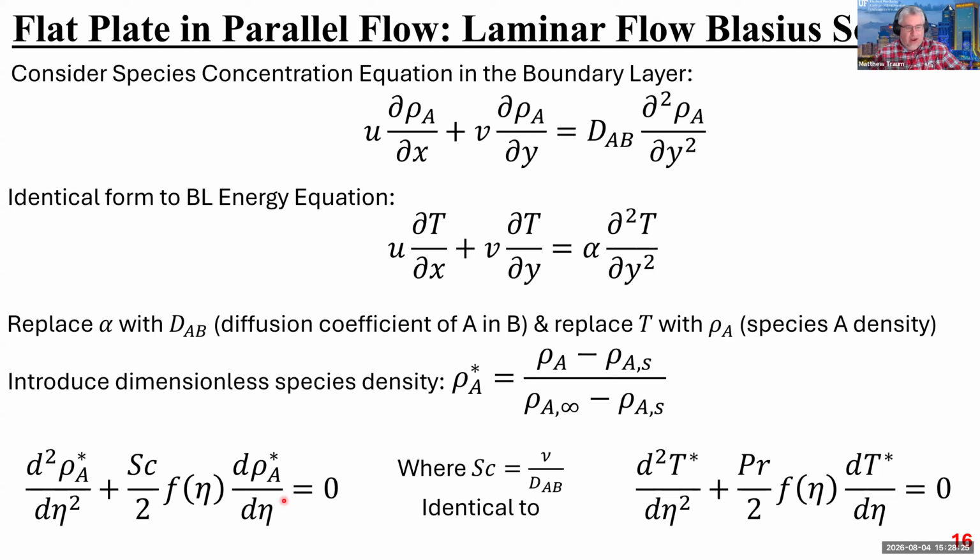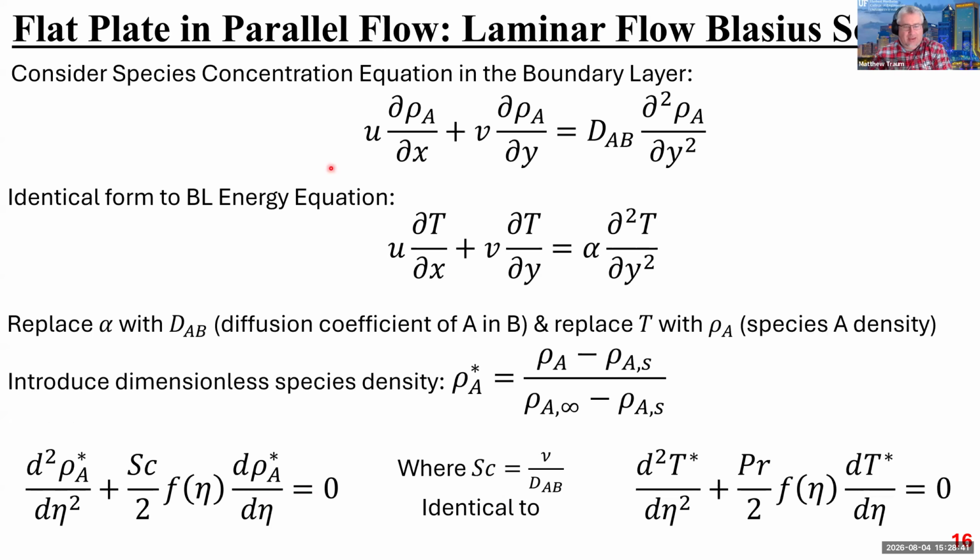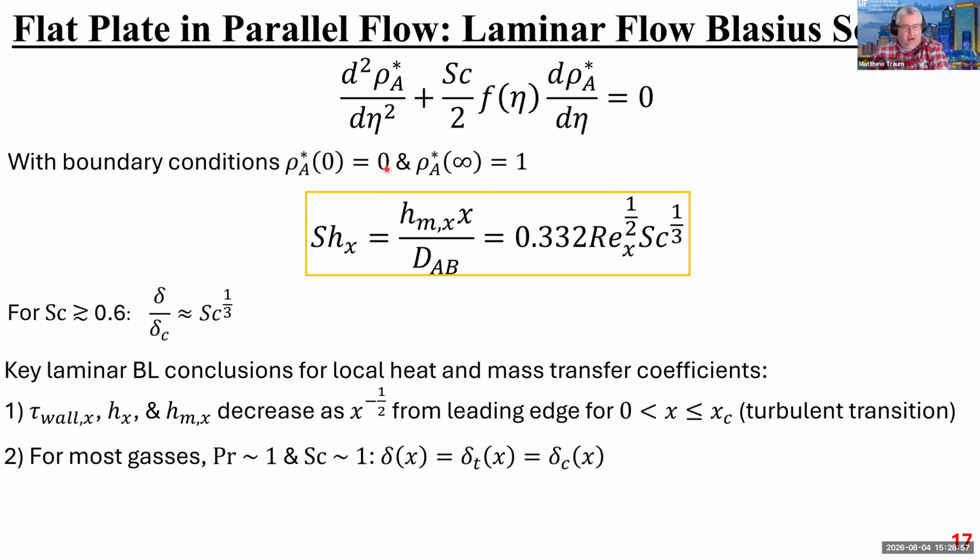But these two are identical, right? They're identical in every way mathematically. So what that means is that we can go through exactly the same thing we did before, right? So we're going to set the boundary conditions the same way. So if rho A star is 0, what that means is that rho A is equal to rho AS. So that is the value of the species density at the surface of the fluid, right? So this value minus this value is 0 at that spot. So hence that boundary condition.